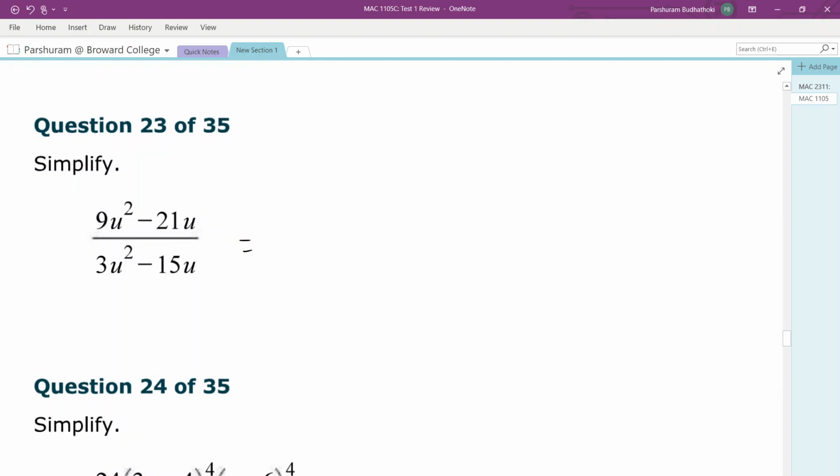Problem 23, one more time, we would like to simplify it. So just factor out the GCF from the top one, which is 3u. After that, it would be u minus 7. And factor out the GCF, greatest common factor, from the bottom part, which is 3u, one more time. And after that, I will get u minus 5. So this 3u is a common factor on the top and bottom.